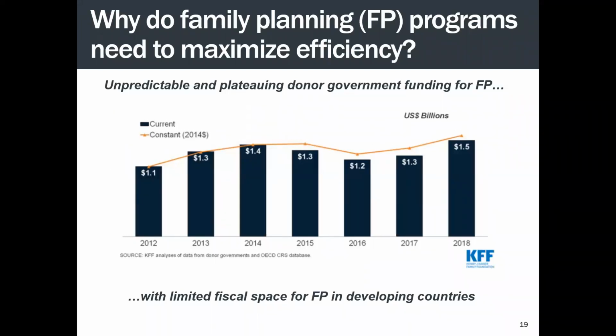And macroeconomic pressures, particularly now during the current pandemic, may also threaten countries' ability to increase domestic funding for health, including family planning. And given these challenges in raising sufficient funds to meet countries' family planning needs, many countries now are turning to generate evidence to improve allocative and technical efficiency of family planning programs.